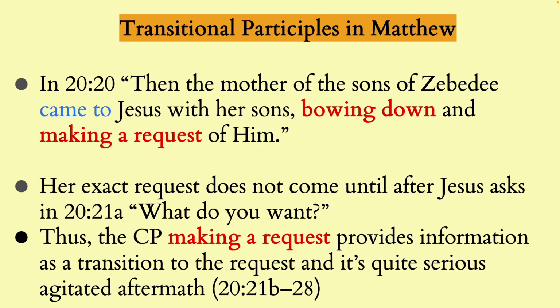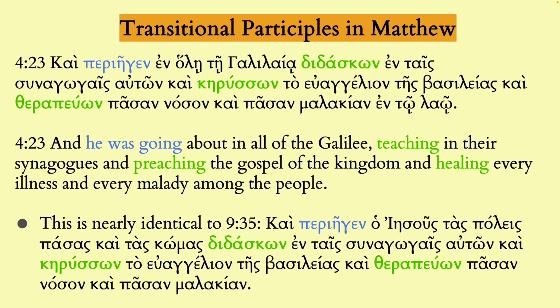The clear examples, one of them is really interesting. The mother of the sons of Zebedee came to Jesus with her sons, bowing down and making a request of him. Now that request is delayed because Jesus asked, "What is it that you want?" So we're already given this participle that is saying that she has a request. We're delayed in getting it, and then the request comes a verse and a half later. So I think that's a transitional opening up to expect that request.